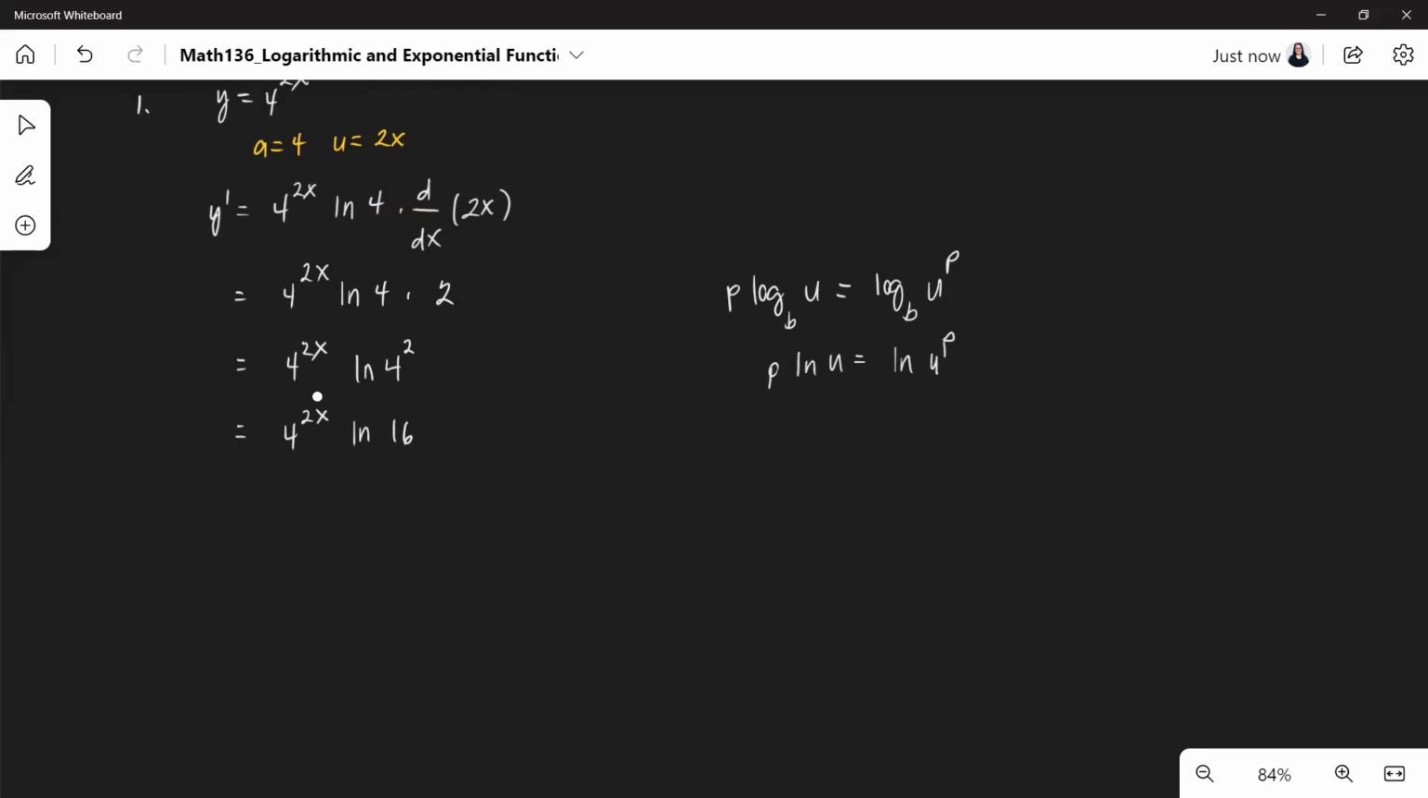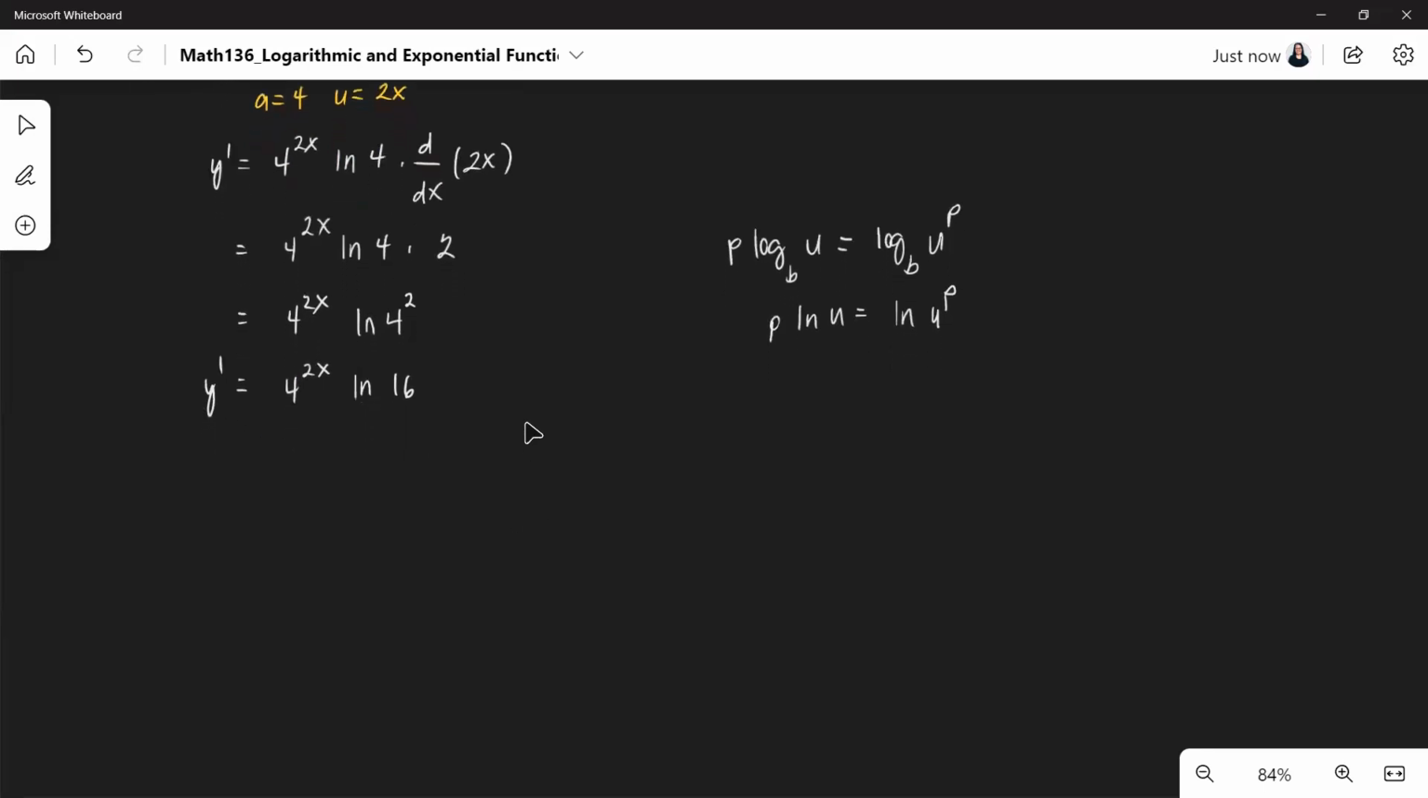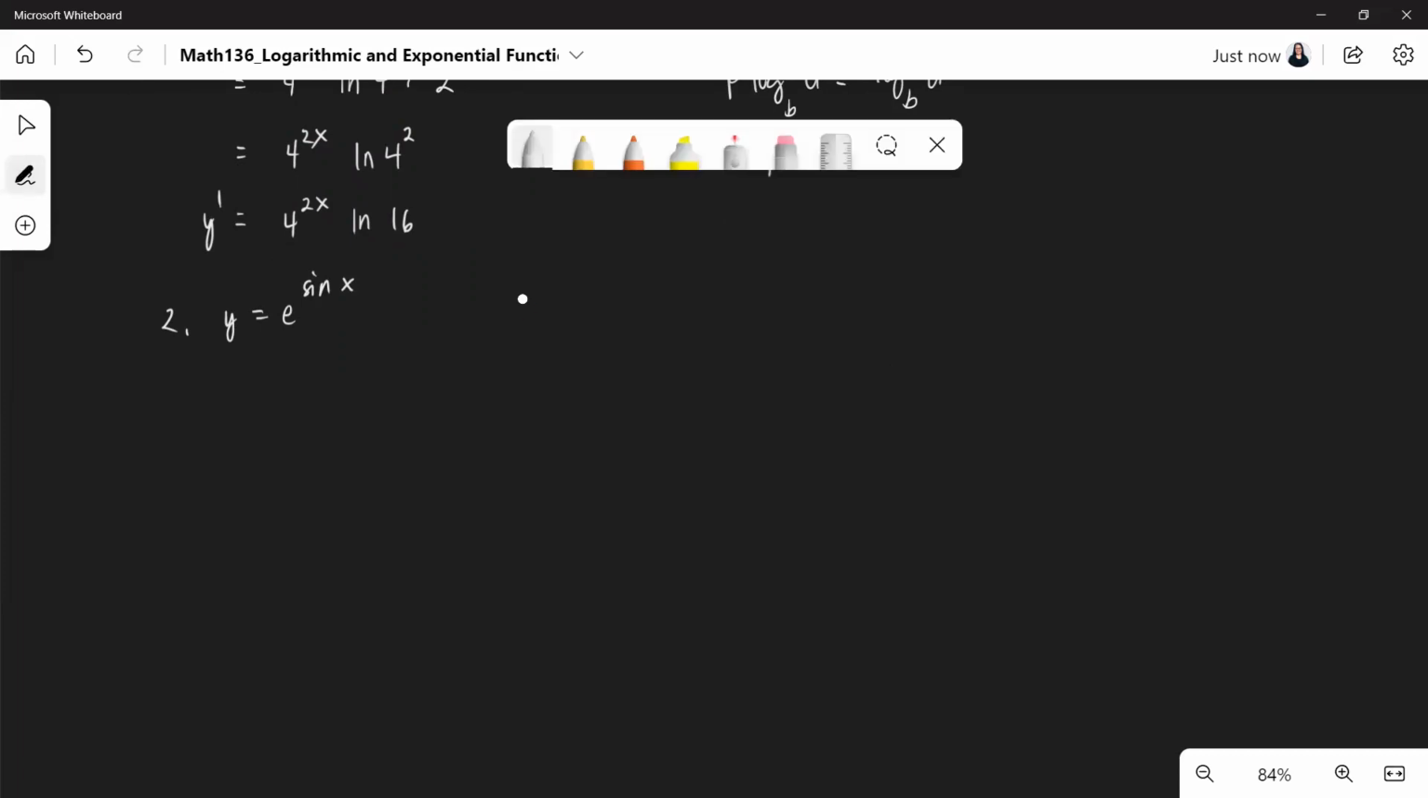So you write the exponential function first before the logarithmic function. So this is the final answer. Okay. So another example is if the base is e, and let's say the u is a trigonometric function. So let u be equal to sine of x.